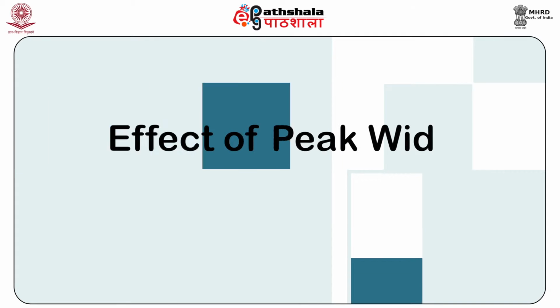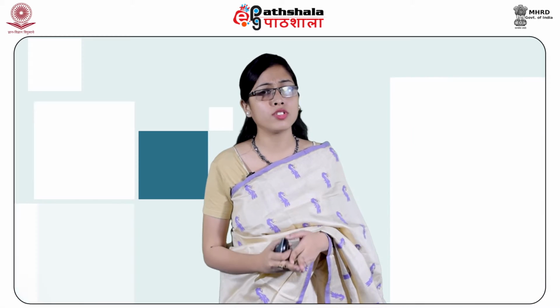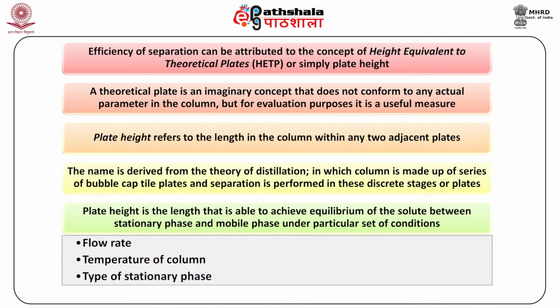First is the effect of peak width. The width of a chromatographic peak as recorded on the chromatogram is the culmination of various phenomena taking place in the column. So, we will elaborate on theoretical terms related to the rate of movement of a solute down a column. Efficiency of separation can be attributed to the concept of height equivalent to theoretical plates, or HETP, or simply plate height. A theoretical plate is an imaginary concept that does not conform to any actual parameter in the column, but for evaluation purposes it is a useful measure.